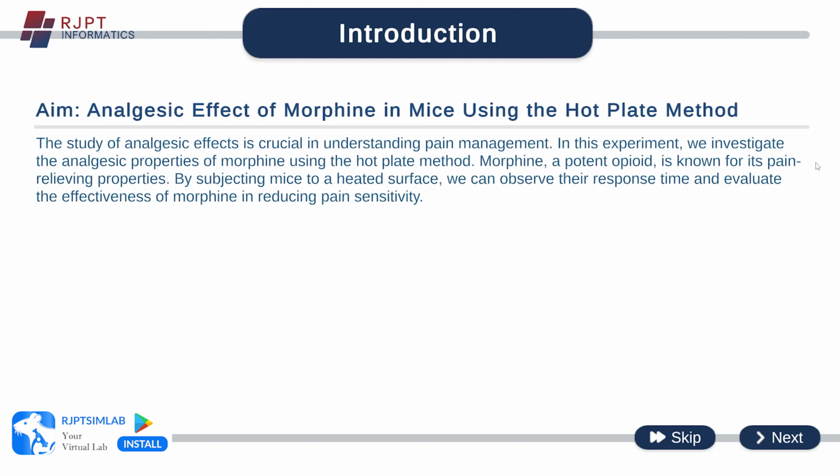Morphine is a potent opioid, an opioid class drug, and is known for its pain relieving properties. By subjecting mice to a heated surface, we can observe their response time and evaluate the effectiveness of morphine in reducing pain sensitivity. The above line says that when we place a mouse on a heated surface, we can observe the response time, and we can observe the effectiveness of morphine in reducing pain sensitivity. The pain is induced due to the heated surface in mice, and morphine will reduce it. And we can see the effectiveness of morphine by performing this experiment.